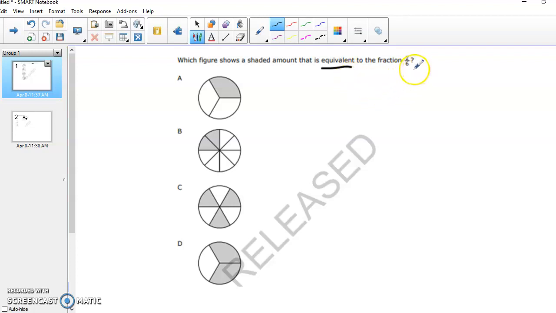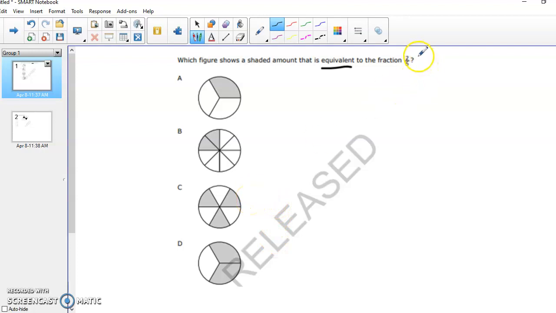But let's start by looking for 2/6. So I look here, and this fraction has 1, 2, 3 equal pieces in the whole. So that's not a representation of sixths. This one has 1, 2, 3, 4, 5, 6, 7, 8 pieces in the whole. So that's not a representation of sixths. This fraction has 1, 2, 3, 4, 5, 6 pieces, 6 equal pieces in the whole. So that is sixths. And this one has 1, 2, 3 equal pieces in the whole. So again, that's not sixths. The only fraction here that represents sixths is C.